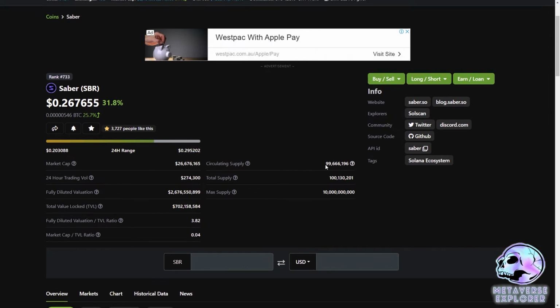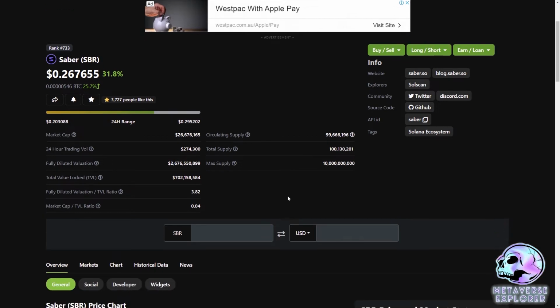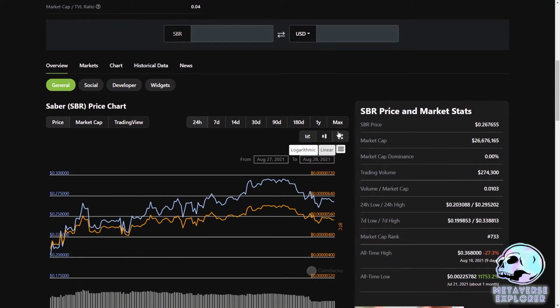Our circulating supply is 99 million, and the total supply at the moment is 100 million, but the max supply is 10 billion, which is very significant. So there's only 100 million in circulation, but the total supply of the entire coin is 10 billion, which is quite a lot. Our market cap right now is 26 million, and our fully diluted market cap is 2.6 billion.